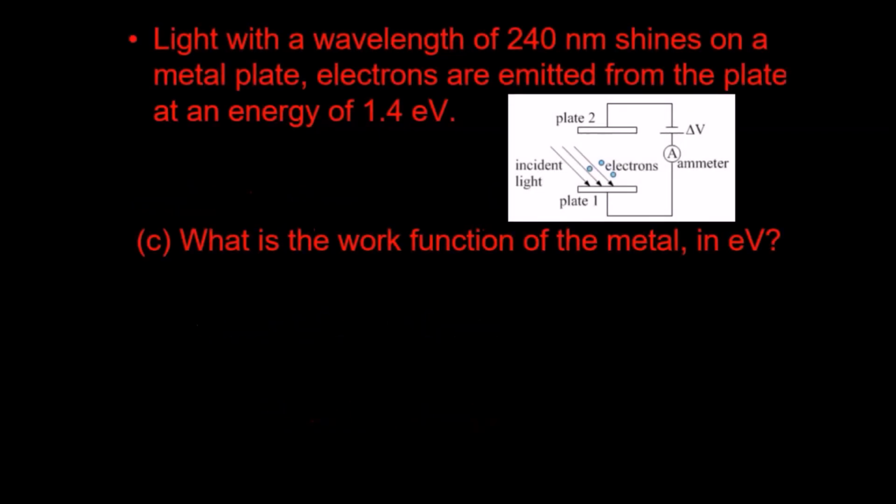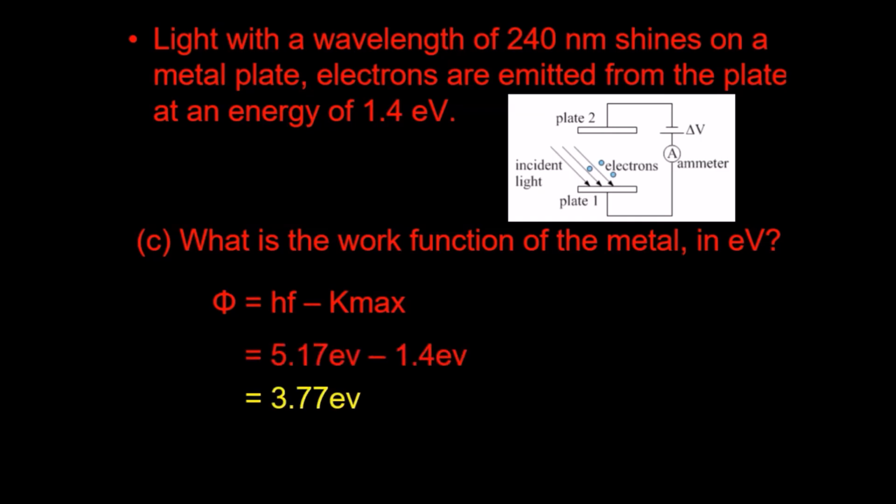Finally, part C asks, what is the work function of the metal? What's the energy we need to beat in electron volts to actually eject particles from this metal? Remember, phi was hf minus K max here. So since we've rearranged this for the work function, this will be 5.17 eV minus 1.4, giving us 3.77 eV. About 3.8 electron volts is required to emit electrons from this plate.